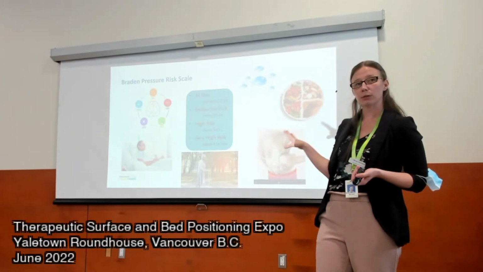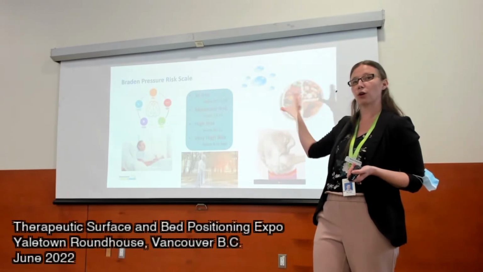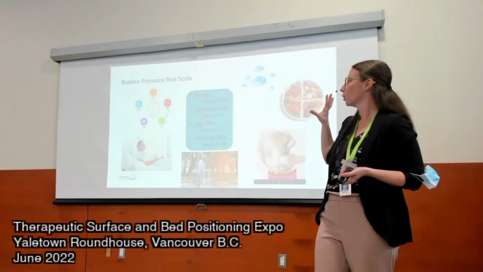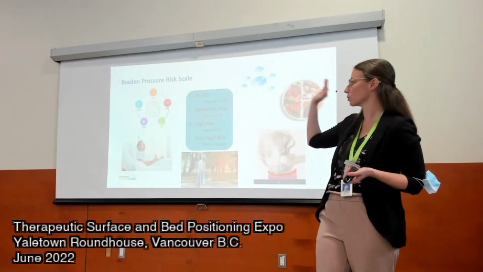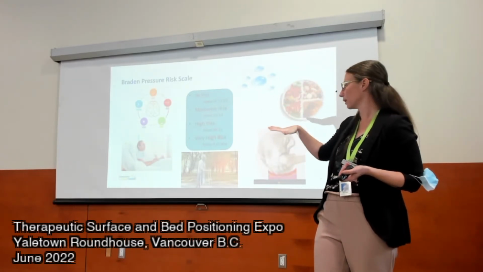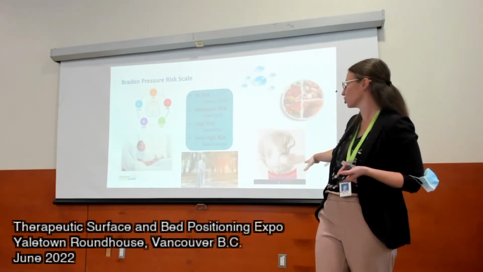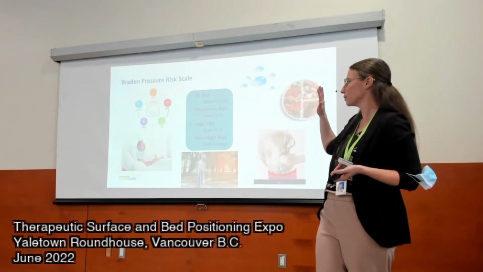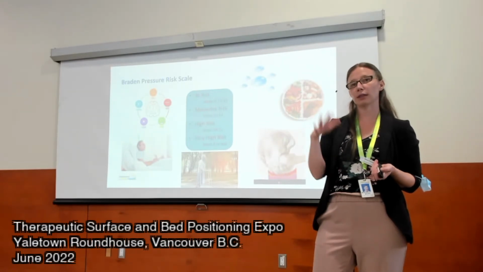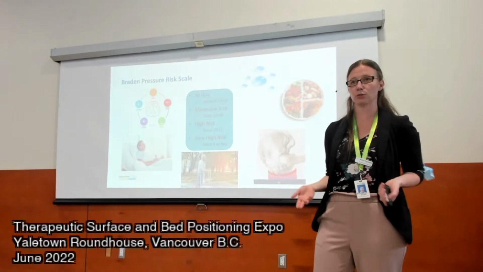So although the frequency of completing this is based on the overall score, we really want to focus on the actual subscales. So sensory perception, mobility, activity, friction and shear, nutrition, and moisture. A subscale score of 2 or less means that we need to do something about it.